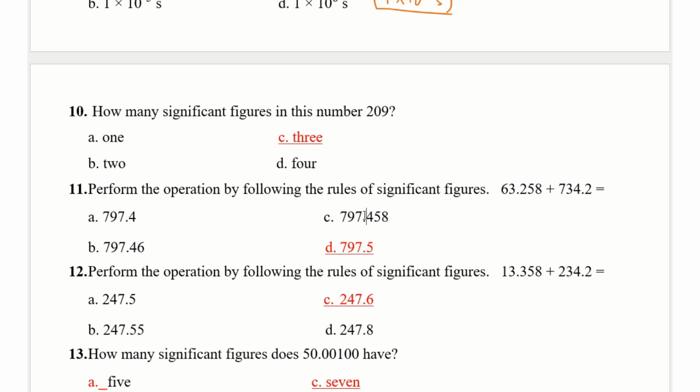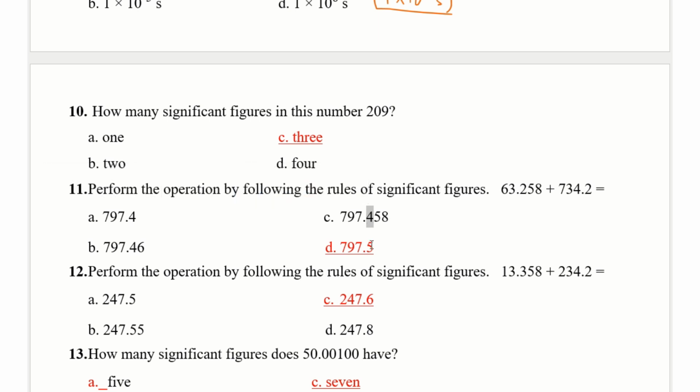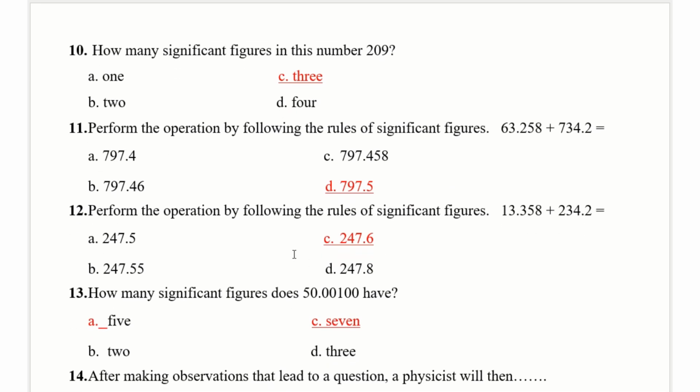But you have to do what? You need only 1 digit after the decimal. So you cannot say 4 because after 4 we have 58. 5 and 8, it means more than 5. So you will add 1. So it will become 5. Tamam? Okay. The next one.